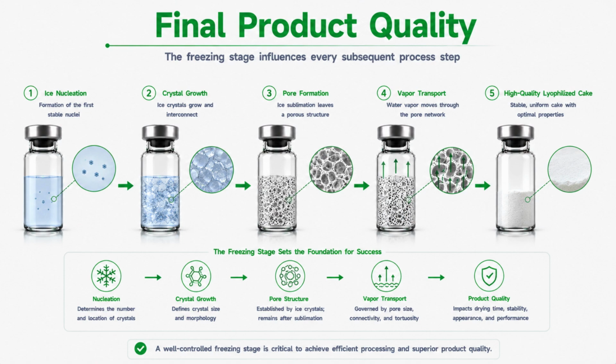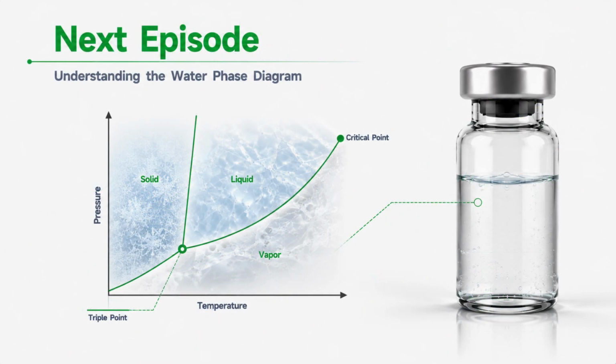In the next episode, we'll build on this foundation by exploring the water phase diagram, the essential scientific map that explains why pressure and temperature determine whether water exists as ice, liquid, or vapor during pharmaceutical lyophilization.